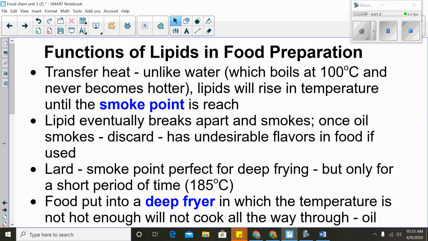What happens is a lipid will eventually break apart and start smoking. So once that oil smokes, you don't want to use it anymore. You have to discard it because it's going to have an undesirable flavor and that will seep into your food. So you can heat that lipid and use it until it starts to smoke. When it reaches that smoke point, you've got to stop using it.